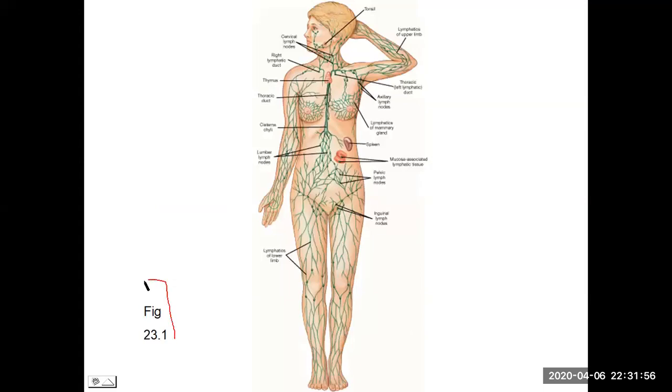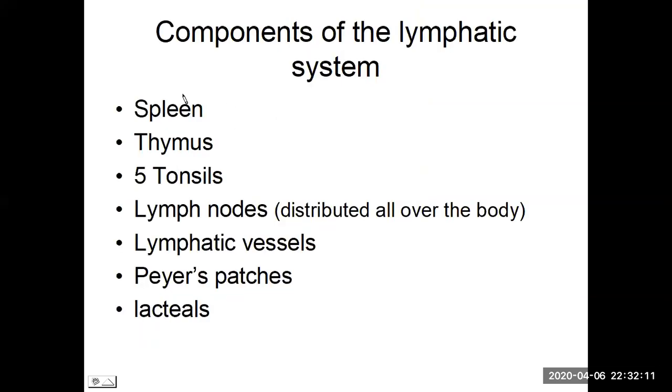So this figure right here has the majority of the anatomy for the system. Anatomically, it's relatively simple. Few organs, but of course the importance is our immune system, our immunity. So we have a list of organs, just the major organs for the lymphatic system.